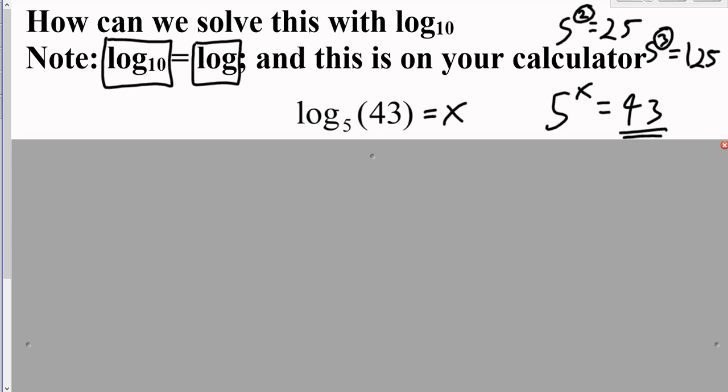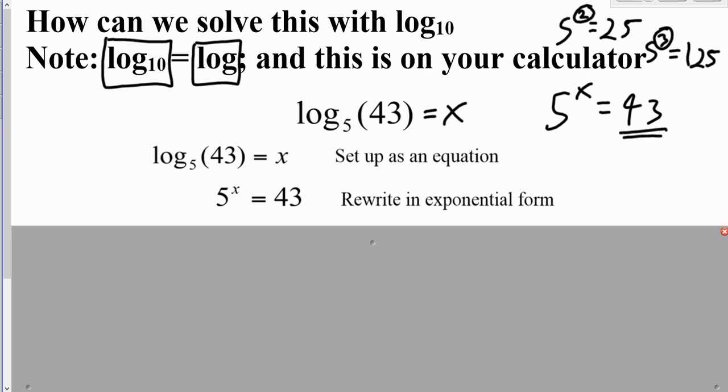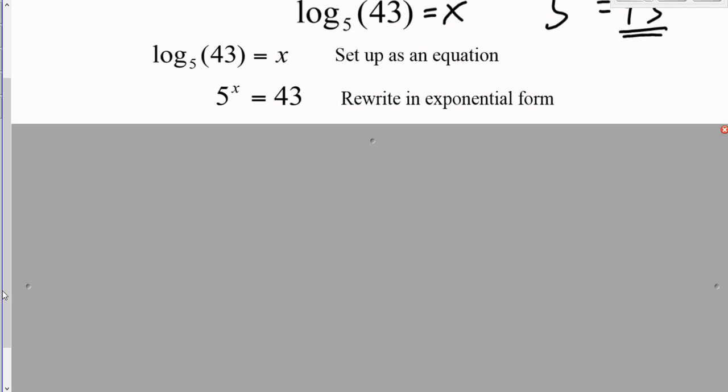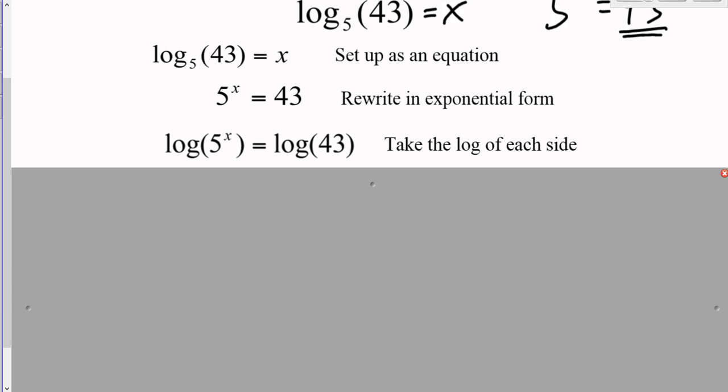Okay, so the first step is write this, set it up equal to x, and then rewrite it in exponential form. After we write it in exponential form, let's take the log or ln of both sides. That is something we can use with our calculator. That's why we choose log and not some log base 5 or something like that, because we know we have log base 10 on our calculator.